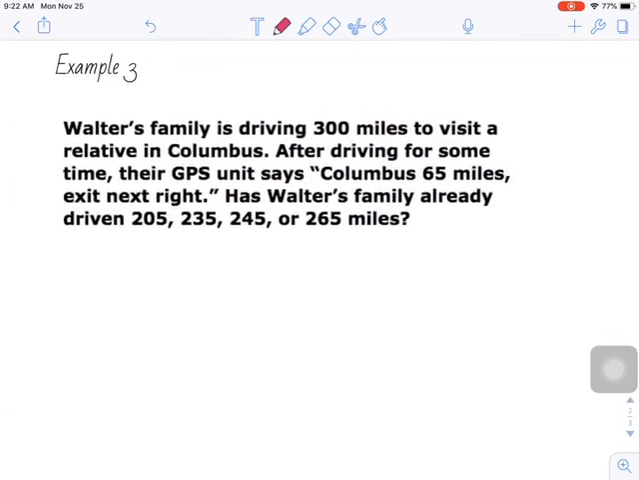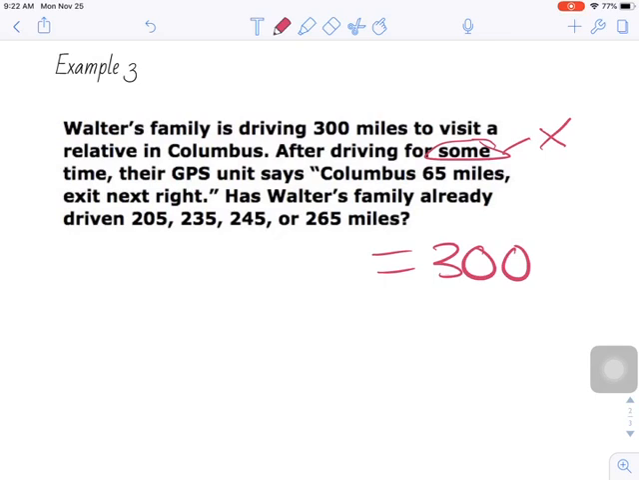All right, last one. Walter's family is driving 300 miles to visit a relative. So we know he's driving 300 miles, so I'm going to set this equal to 300. And it says after driving for some time, and we don't know what this some time is. We have no idea what some is, so I'm going to put a variable there automatically. So after driving for some time, their GPS unit says Columbus, 65 miles, exit next right. So that means that Columbus is 65 miles away. So they still have to drive 65 miles.